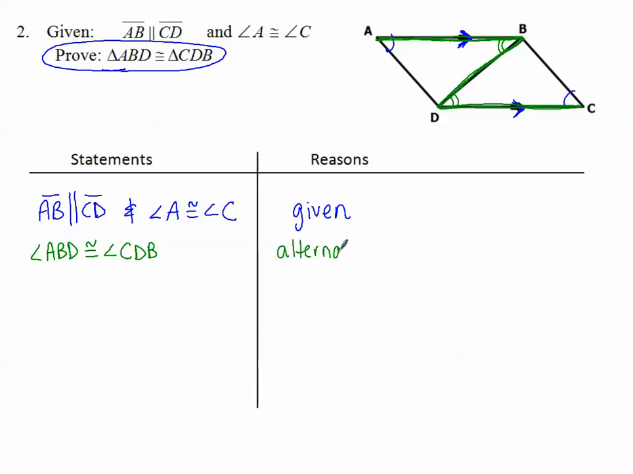And remember the name that we just used for these angles? Alternate interior angles. So we're going to put that in there as the reason that we knew that we could mark these congruent. What else do we know that's true about this picture?